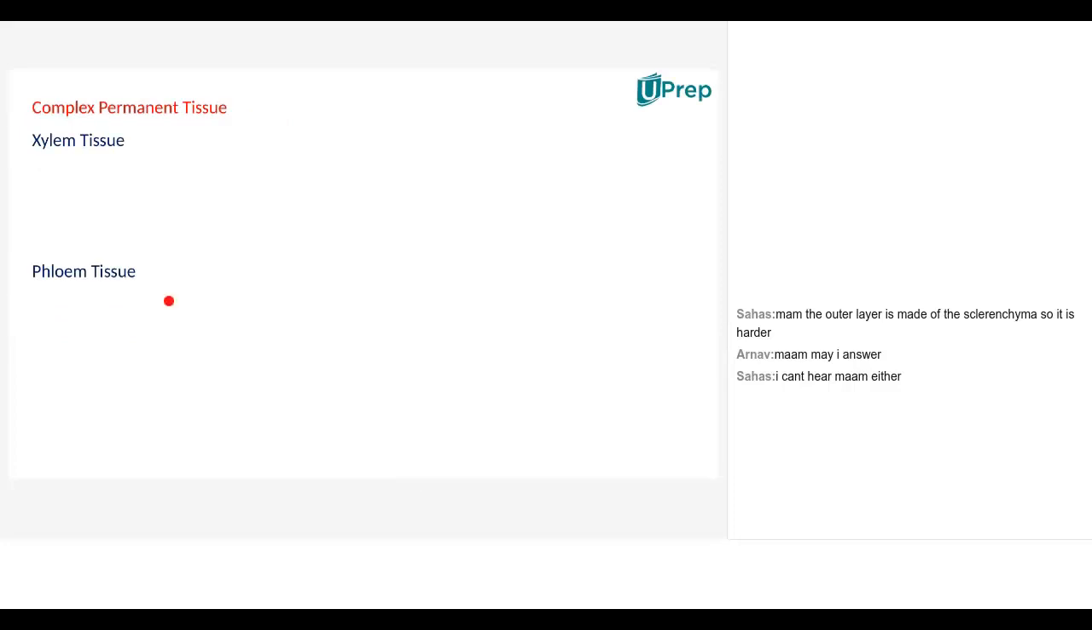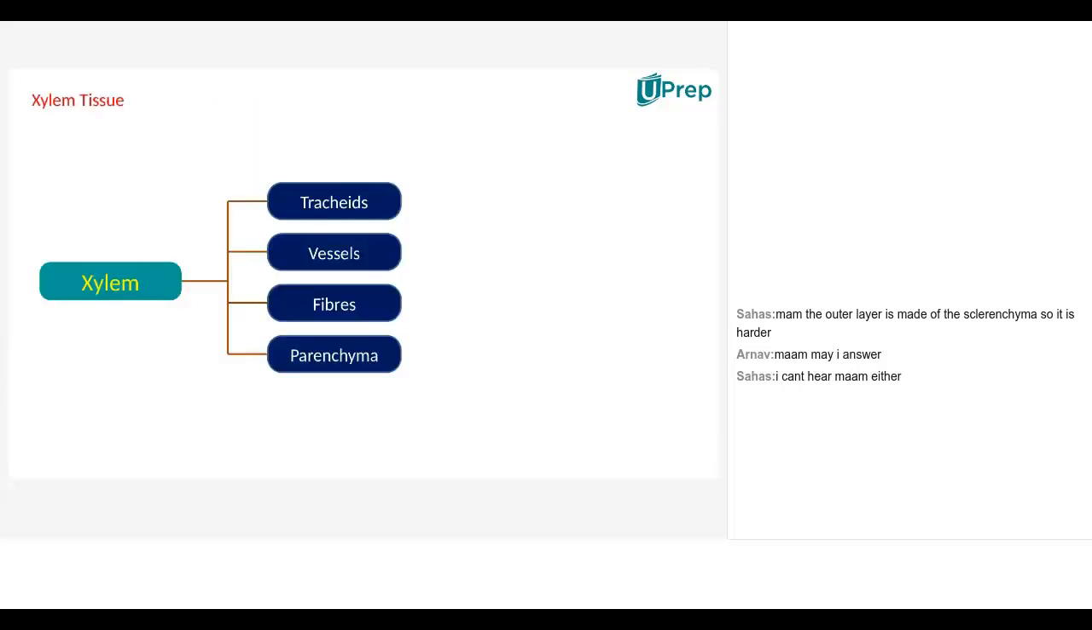Now here we are talking about xylem tissue and phloem tissue. And I said that a xylem tissue is made up of different types of cells. That's why it's called heterogeneous. Let's see what different types of cells are there in xylem tissue.